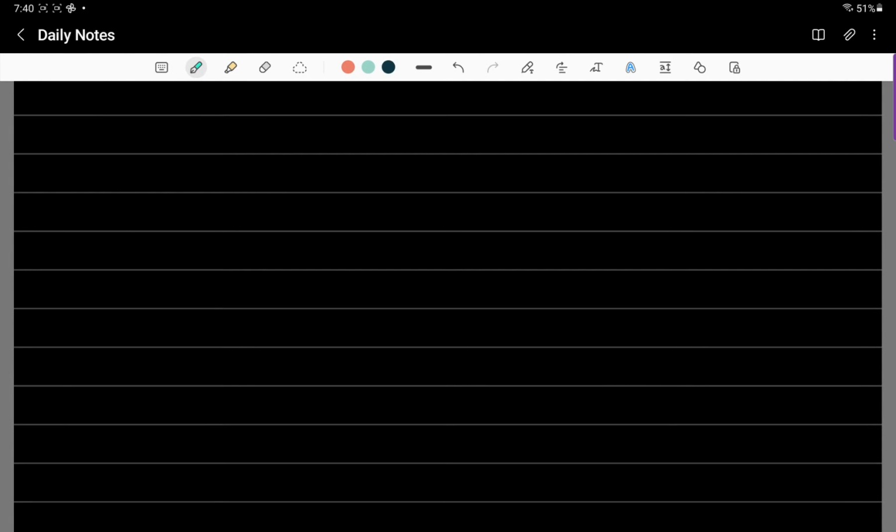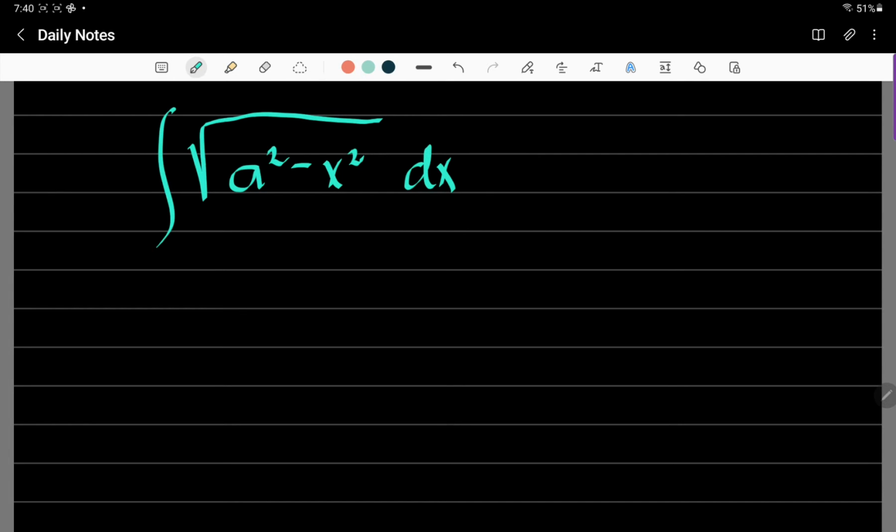This is the integral. A square minus x square, right? Yeah. So integral of that dx. Okay. So look at this way.